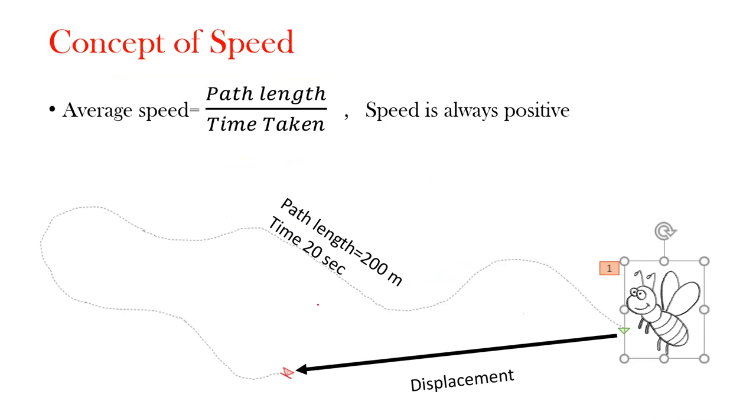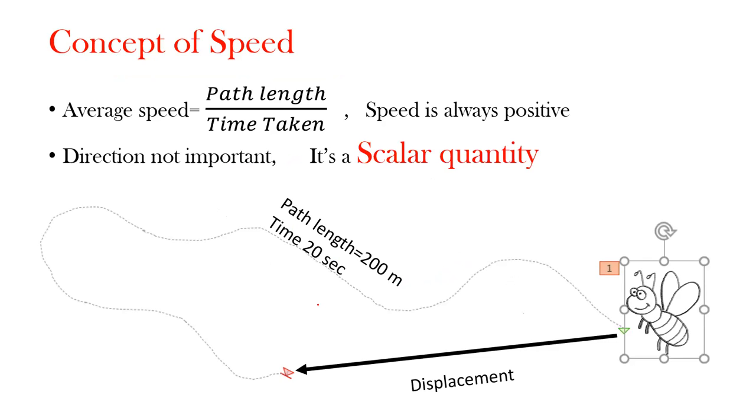So speed is a scalar quantity. Here direction is not important, just how much distance is covered and how much time is taken, that will give you the average speed. So here you can see the average speed is 200 divided by 20, that is 10 meters per second.